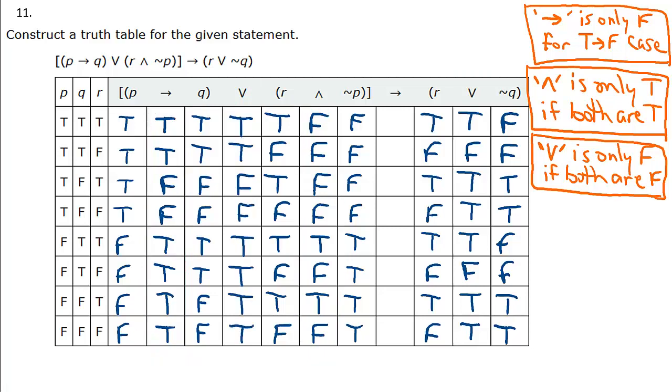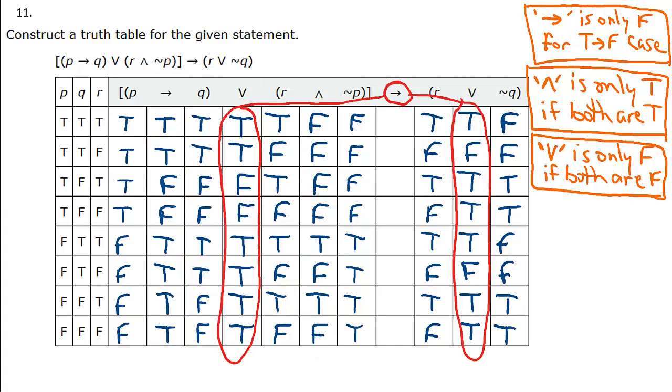And last but not least, I've got to do the implication. So the left part of the implication, the last column that I did on the left was the OR, so that's the one that I use. And the last column that I did on the right side of the implication is under the OR, so those are the 2 columns I use. And I'm doing the implication.